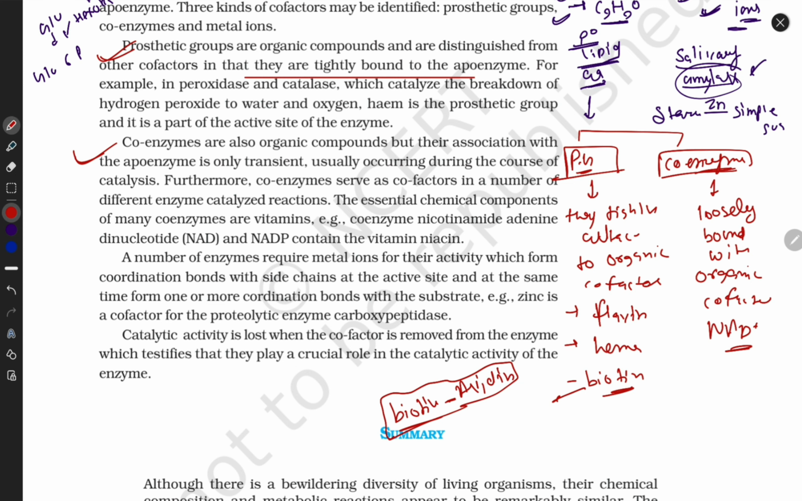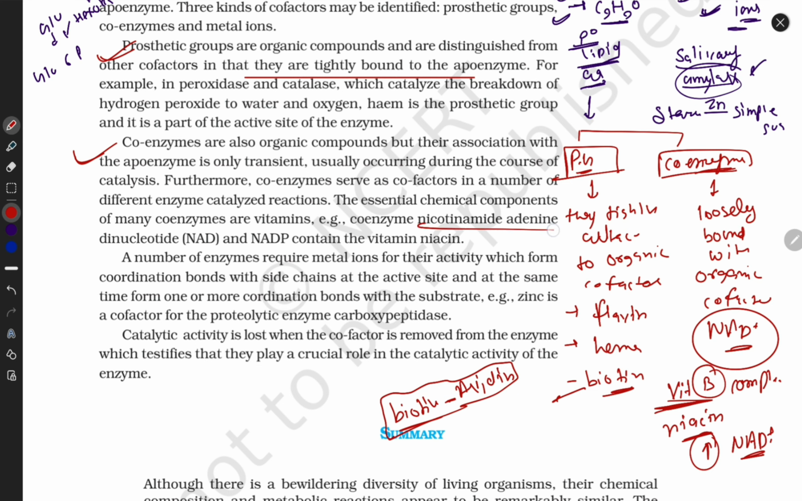Okay, guys, some vitamins in our body are like vitamin A, vitamin B. Vitamin B has multiple complexes like vitamin B1, B2, B3, B12. Niacin is a part of the vitamin, and niacin is used for what? NAD+. This is the coenzyme. Look here, guys, it's already in your book.